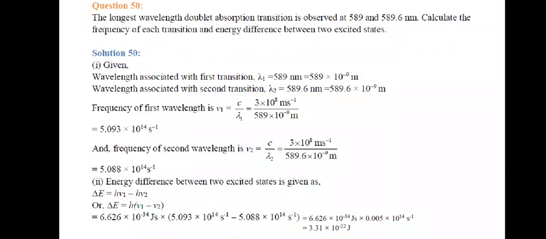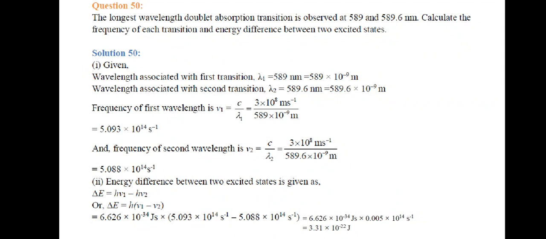Next question. The longest wavelength doublet absorption transition is observed at 589 and 589.6 nanometers. Calculate the frequency of each transition and the energy difference between the two excited states.